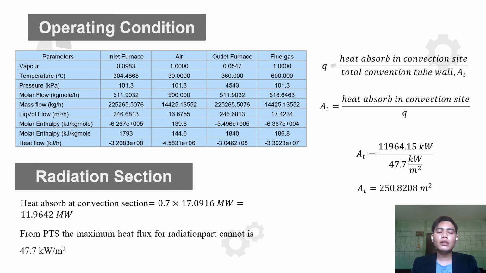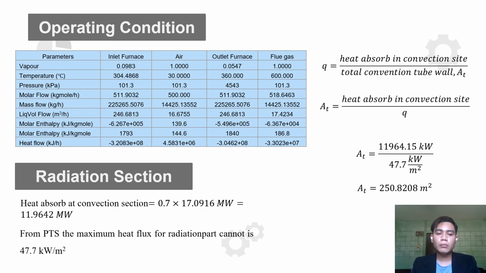These are the operating conditions for my furnace F1101. We have the parameters of vapor, temperature, pressure, molar flow, mass flow, liquid flow, and so on. These values are for the inlet, outlet, air, and also flue gas.